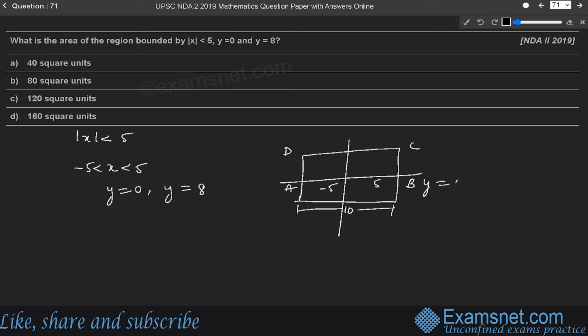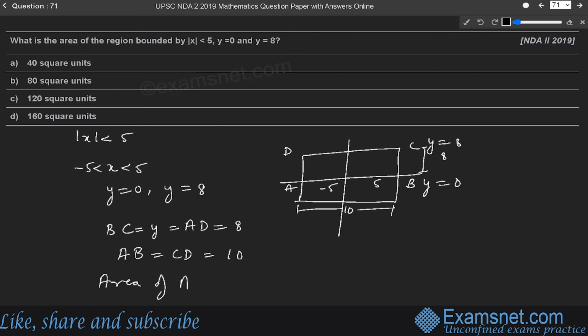Again, this is y is equal to 0 and this is y is equal to 8. So the distance from here to this point is 8. Here you can see that BC is equal to AD is equal to 8 and AB is equal to CD is equal to 10. Therefore, area of the region ABCD will be equal to 10 into 8, which is equal to 80 square units. Therefore, we can say that the correct option for this question is option number B here.